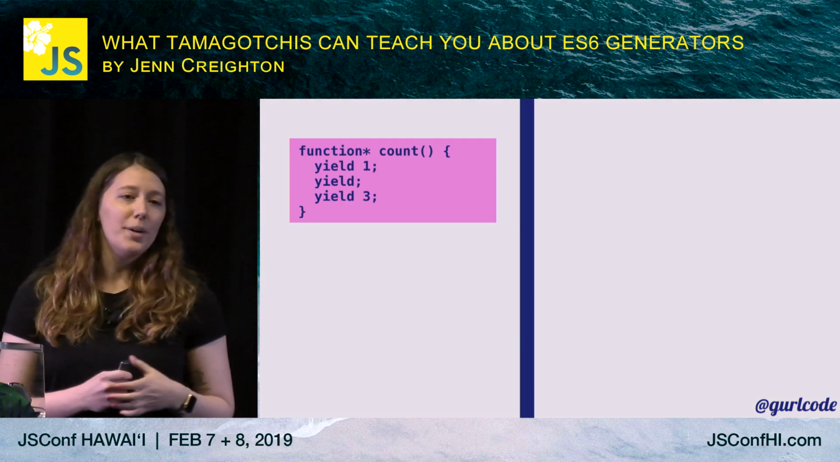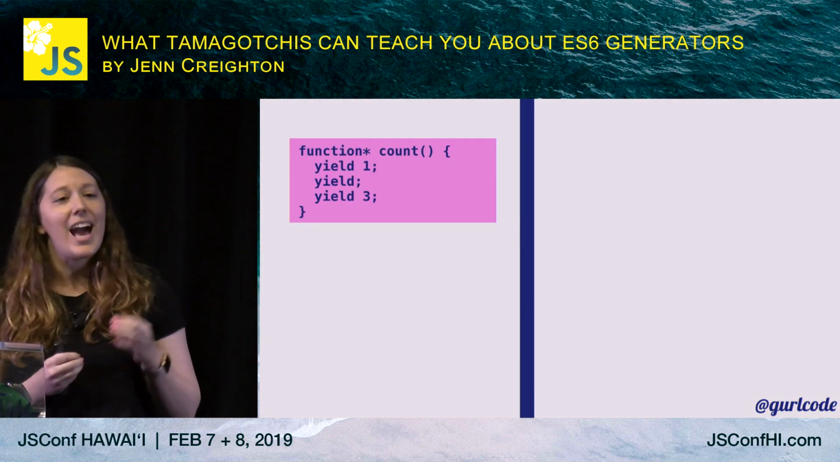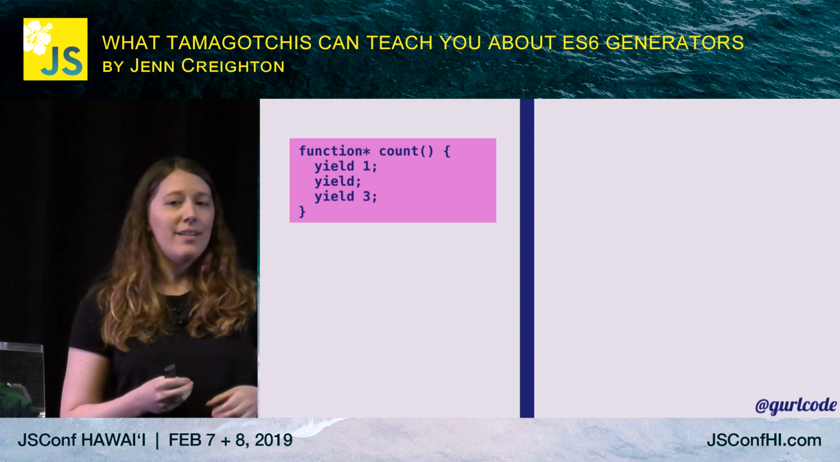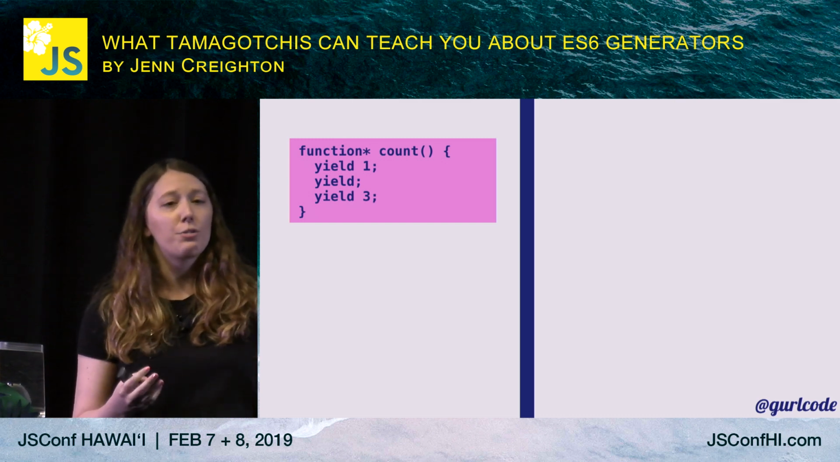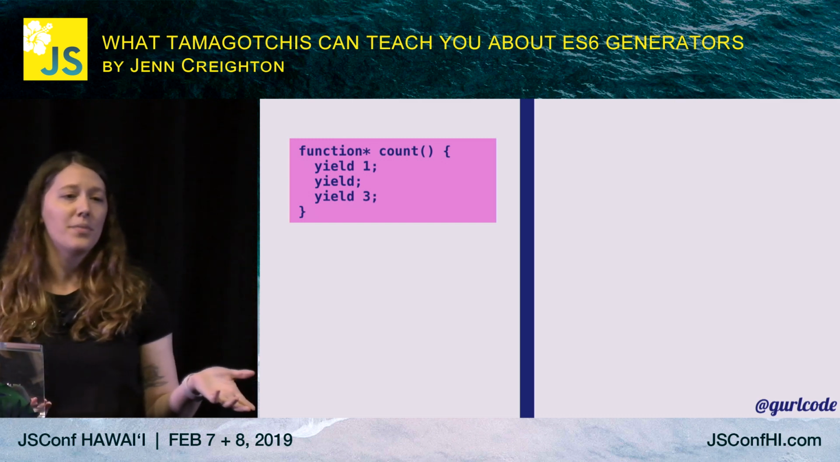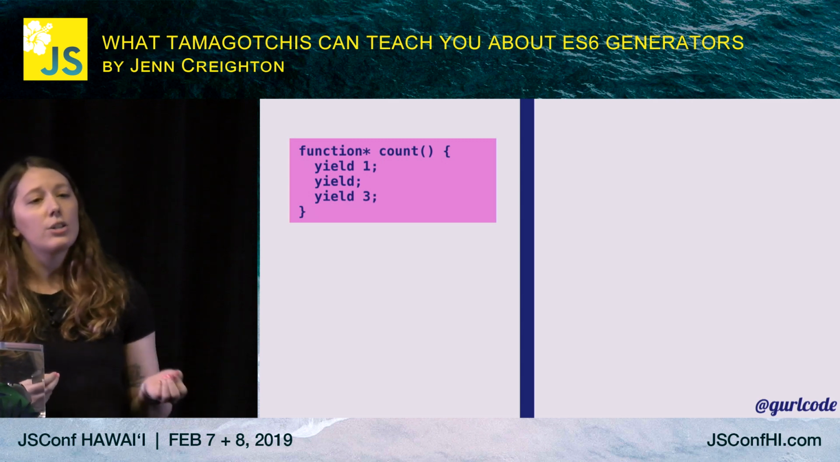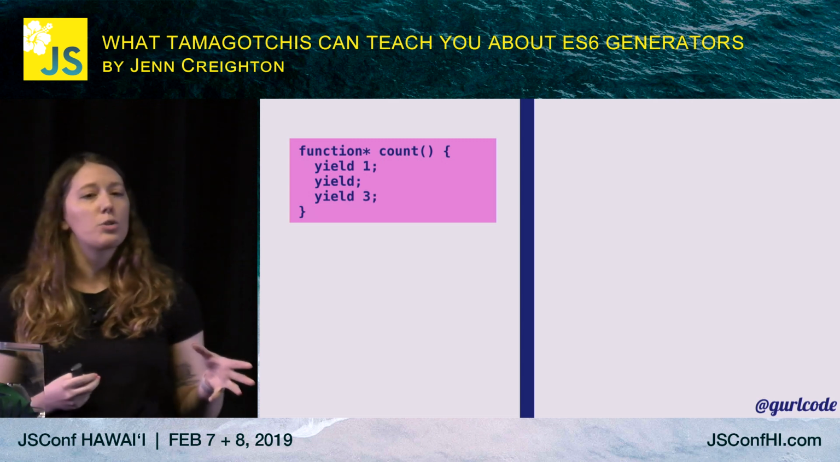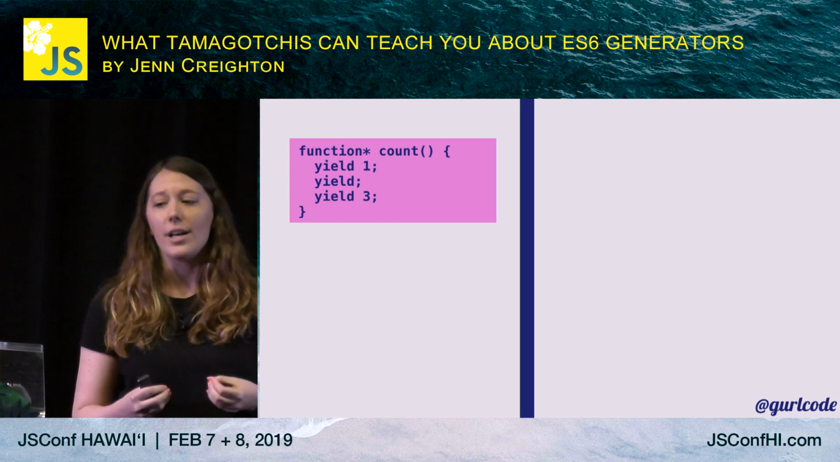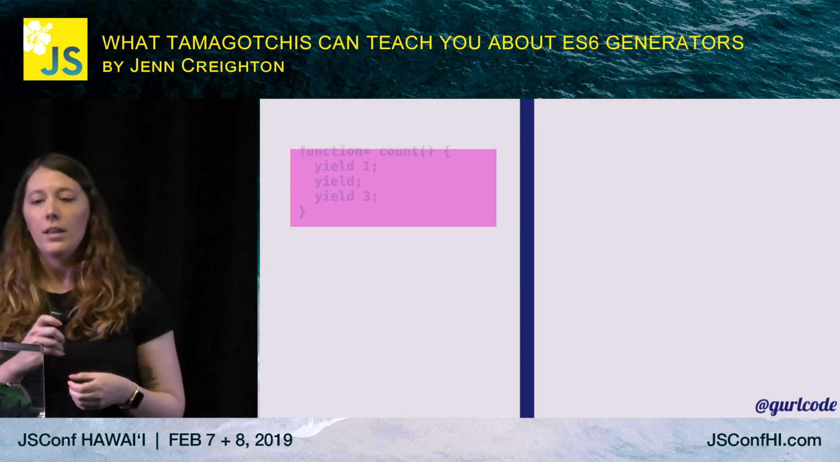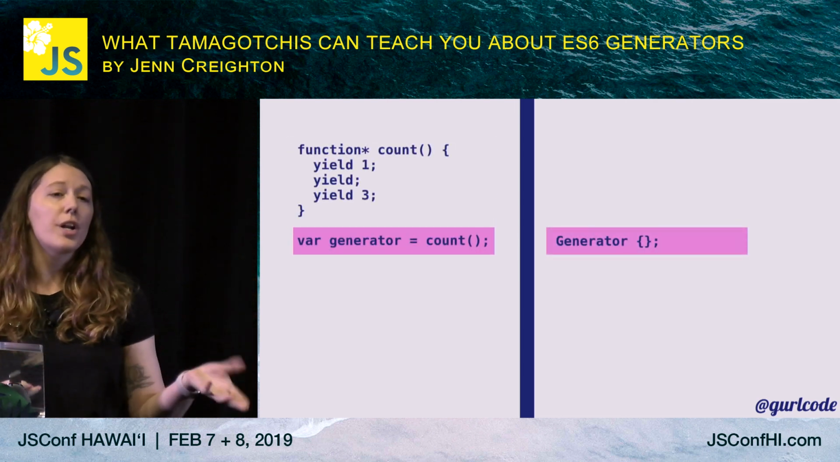So this is a generator. And I know it's a generator because of the asterisk next to the function keyword. That's actually all you need to do to turn a regular function into a generator function. And then inside, you'll notice the yield statement. So yield is a special keyword in generators that means pause. To use the generator, we're going to call it.